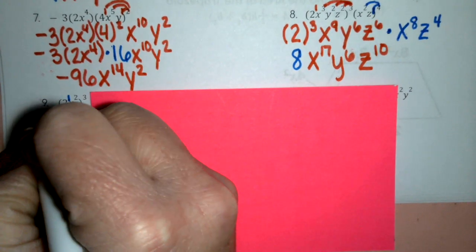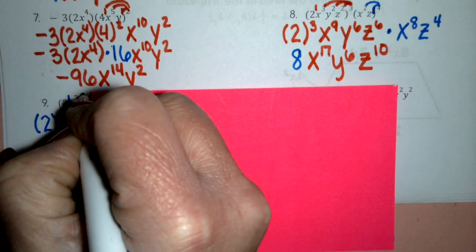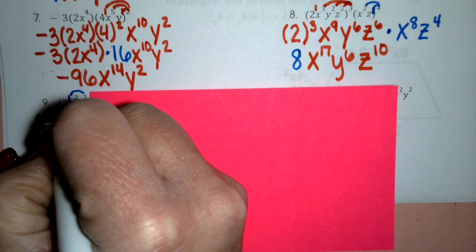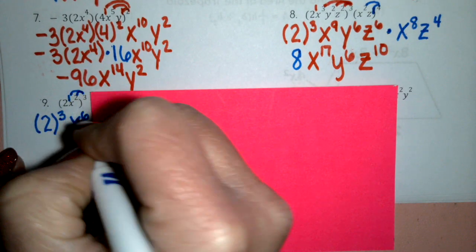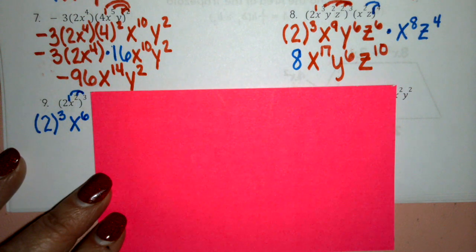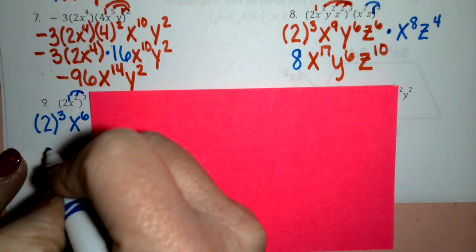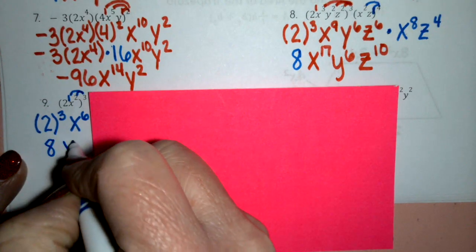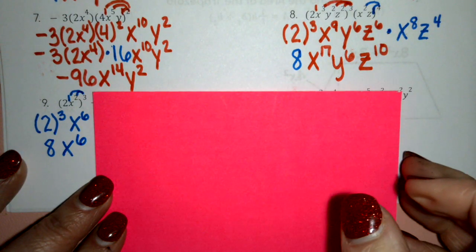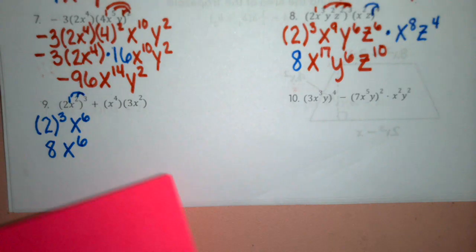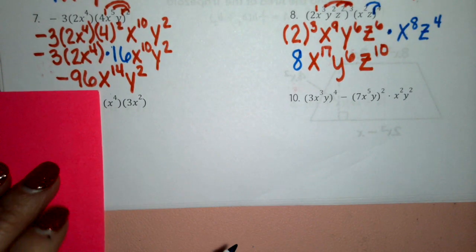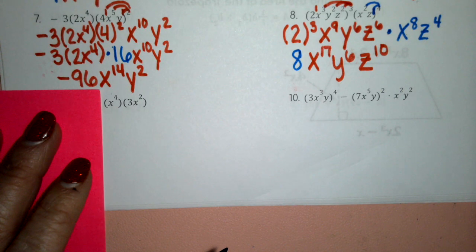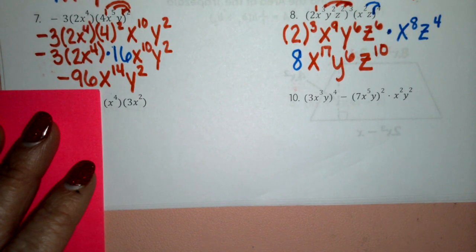So inside my parentheses, I've got a 2. 3 times 1 is 3. X, 3 times 2 is 6. So now 2 cubed is 8. X to the 6th. Now I'm going to cover up this side, and I'm going to only look past the plus sign and simplify this side, the side on the right of the plus sign.